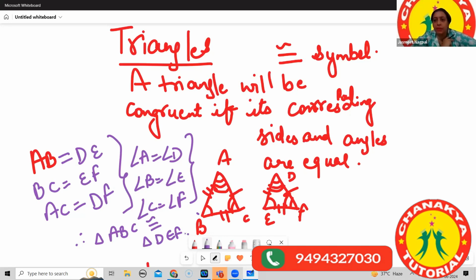After that, we will learn about the ASA, SSS, and SAS. Ma'am, what are they? Angle, side, angle. Side, side, side. Side, angle, side. Okay? Yeah, this is the basic part. After that, we will start. Ma'am, will there be any proof questions in this chapter? Yeah, all the questions are based on proof. You only have to prove. But this is very easy.